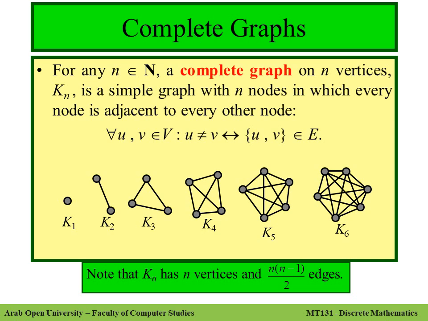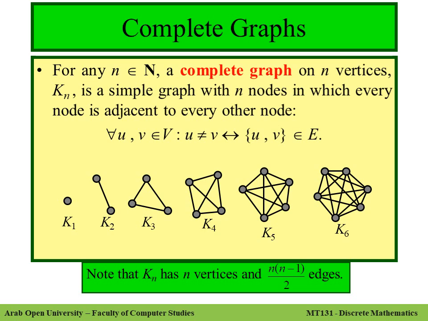Of course the shape of the graph will depend on how many vertices it has. K1 has only one vertex, no edges. K2 has 2 vertices and 1 edge. K3 is this triangular shape. K3 has 3 vertices and 3 edges. K4 has 4 vertices and 1, 2, 3, 4, 5, 6 edges. Of course the way to count the number of edges, there's a formula to do this.